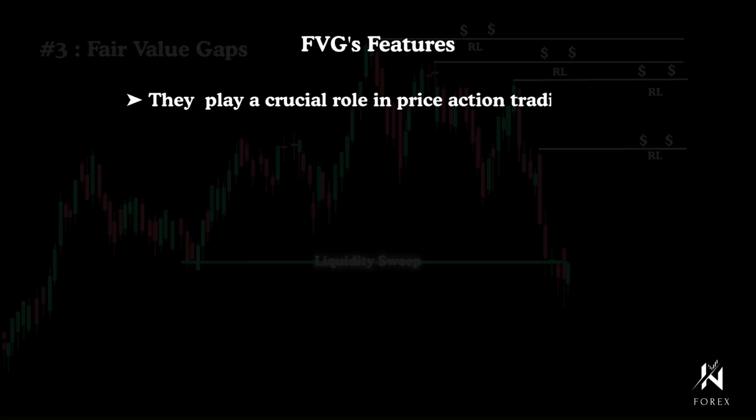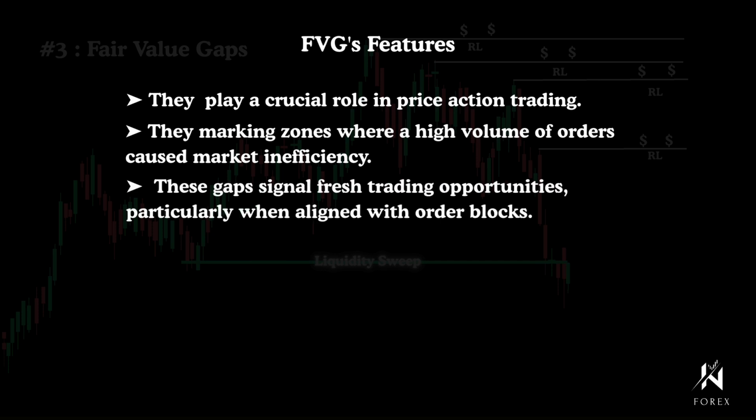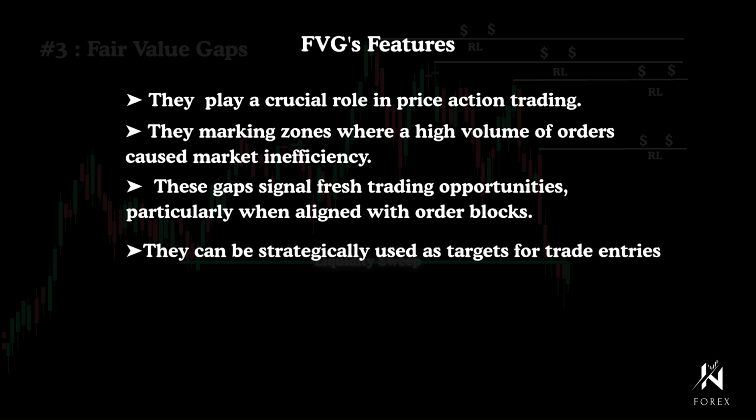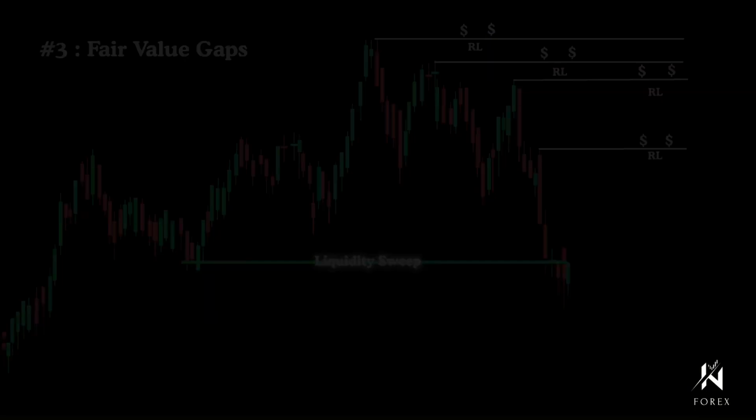Fair value gaps play a crucial role in price action trading, marking zones where a high volume of orders caused market inefficiency. These gaps signal fresh trading opportunities, particularly when aligned with order blocks. Since FVGs often attract price to return and fill the imbalance due to the presence of resting orders, they can be strategically used as targets for trade entries. Now let's look at how to pinpoint a fair value gap.